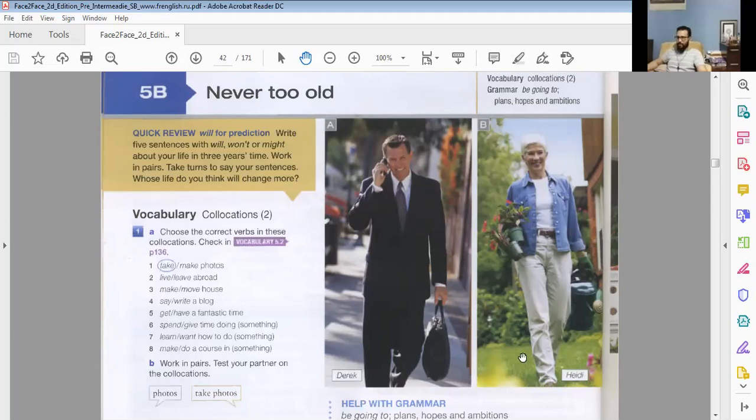What do you think she does? What do you think her job is? Do you think she's working now? What is she doing here? I think she's retired. She does gardening. So you think that Heidi is already retired? Is that what you think? You think she's not working now? Yes. All right. But what do you think her job was? What did she used to do in the past? What do you think?